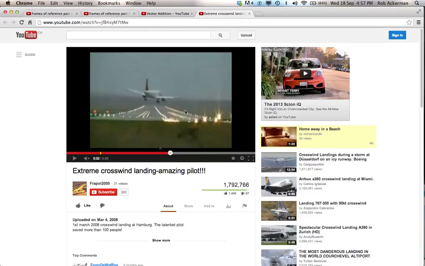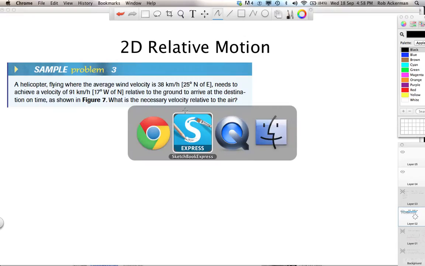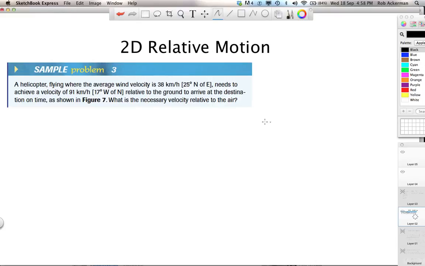And in navigation, in airplane flying, for example, there are some special terms for this. So, for example, when they say here that a pilot is flying where the average wind velocity is this over here, they're talking actually about the wind itself. So, sorry, I think I drew a line right through the words wind velocity. So this is what we call velocity of the wind relative to Earth. So W is wind and E is Earth.